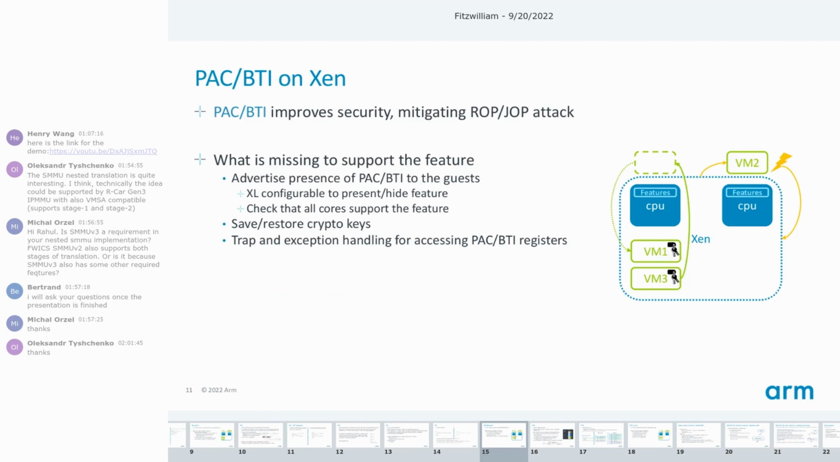So how can we support this in Xen for our guests? We investigated that probably we will need to check that all cores brought up by Xen can support the feature. We might want to have a configurable to present or hide the feature to the guests. We will need to save those keys for context switch between guests, and maybe we could trap and handle some exceptions for those guests that are not allowed to use this feature.